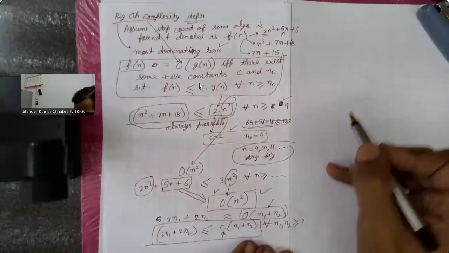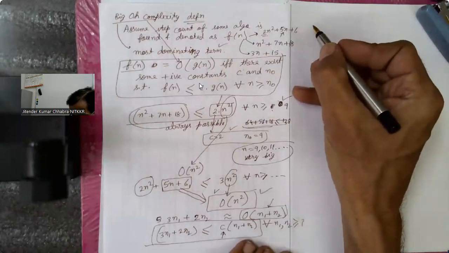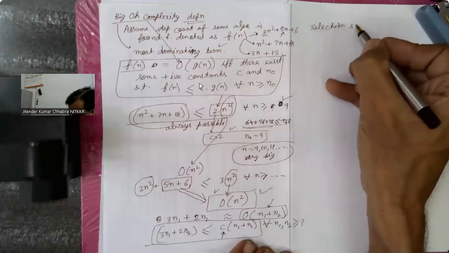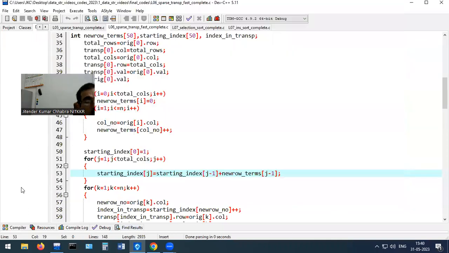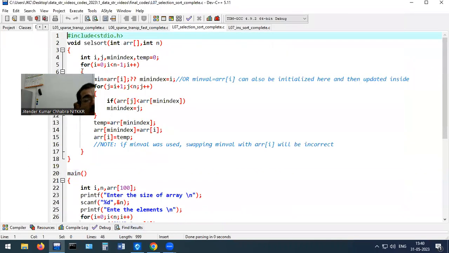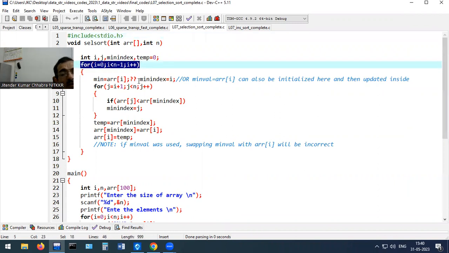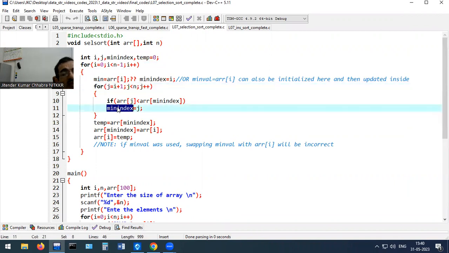Having said that, knowing this complexity notation, you can probably revise your selection sort time complexity. If you remember selection sort, I'll just show you the code and then you will be able to recall that. So here is my selection sort code. Now in the selection sort, if you remember, this was the logic. I had a loop, and within the loop, effectively, I had j equal to i plus 1 to n, where min index was found.